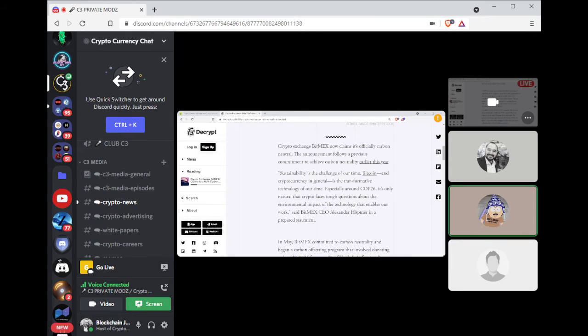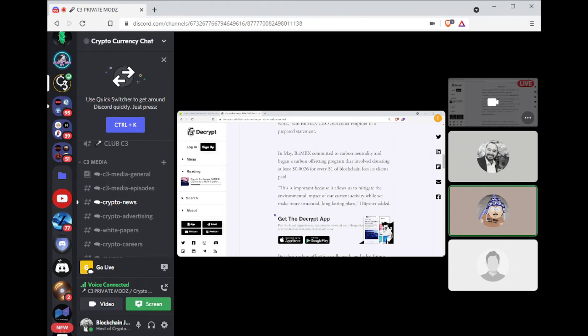Crypto exchange BitMEX now claims it's officially carbon neutral. The announcement follows a previous commitment to achieve carbon neutrality earlier this year. Sustainability is a challenge of our time. Bitcoin and cryptocurrency in general is a transformative technology of our time, especially around COP26. Not quite sure what that is. It's only natural that crypto faces tough questions about the environmental impact of the technology that enables our work, said BitMEX CEO Alan Alexander in a prepared statement.